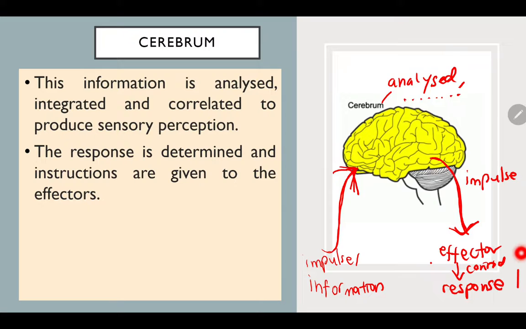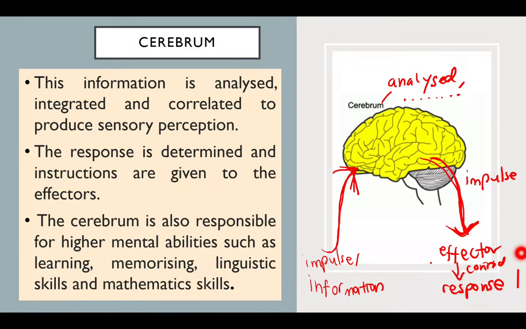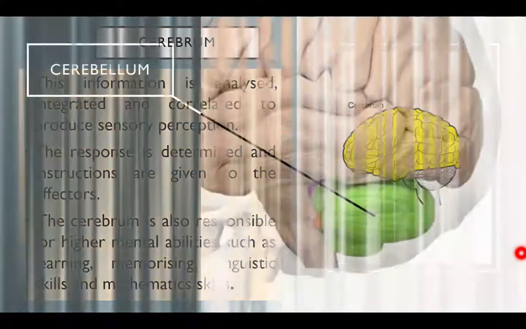Walaupun dua-dua dia sebut impulse, sebenarnya impuls masuk ke cerebrum ialah impuls memberitahu apa perubahan yang berlaku. Impuls yang keluar daripada cerebrum ni, impuls yang memberitahu apa yang perlu dilakukan. The cerebrum is also responsible for higher mental abilities such as learning, memorizing, linguistic skill and mathematics skill. Ni pun dah tercakap dah tadi.